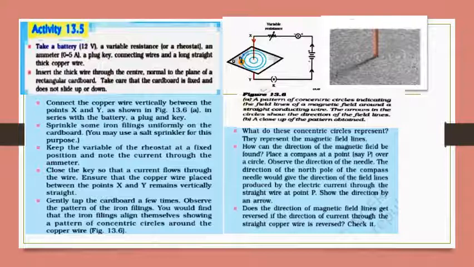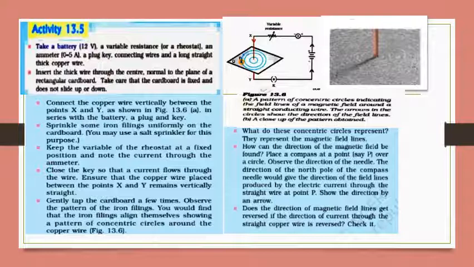Connect the copper wire vertically between the points X and Y in series with the battery, a plug and a key. Sprinkle some iron filings uniformly on the cardboard. You may use a salt sprinkler for this purpose. Keep the variable of the rheostat at a fixed position and note the current through the ammeter. Now close the key so that the current flows through the wire. Ensure that the copper wire placed between X and Y remains vertically straight.